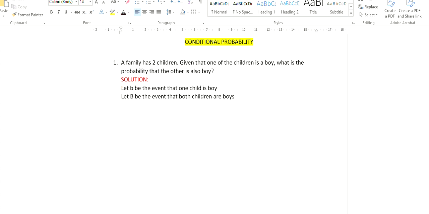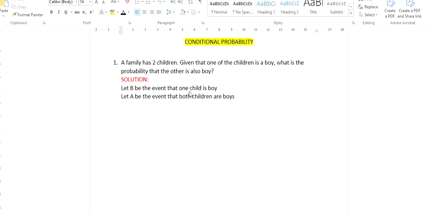Before that, we will consider the two events. Let B be the event that one child is a boy. Always we have to take one condition, whatever condition they have given, consider that as probability of B. A is what they are asking: what is the probability that the other is also a boy? Other is also a boy means both children are boys. So these are the two events, B and A. Now apply the formula.